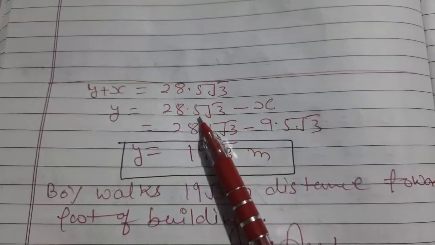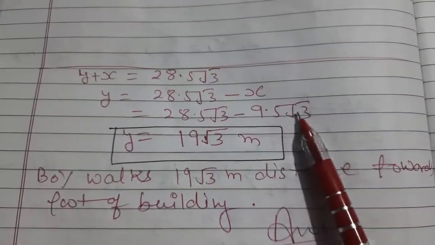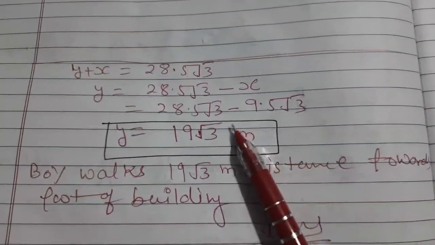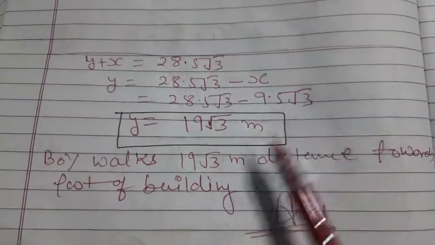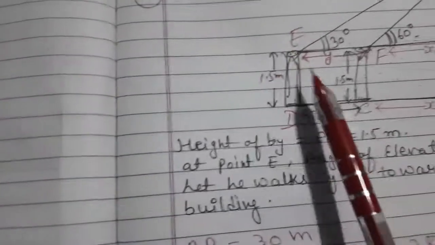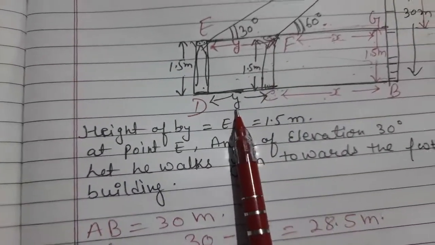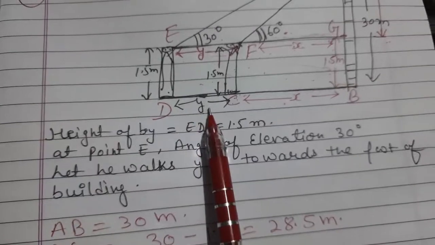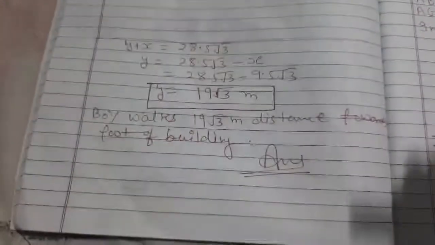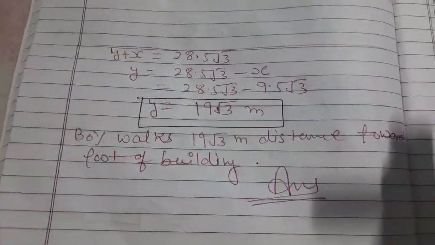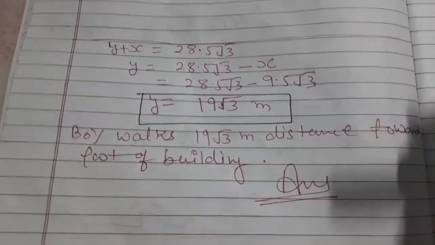So y will be 28.5 root 3 minus x. The value of x we have already calculated, it is 9.5 root 3. After subtracting, we are getting y as 19 root 3 meter. So y is this distance, the distance the boy moved towards the building. So the value of y is 19 root 3 meter. The boy walks 19 root 3 meter distance towards the foot of the building. So that is our answer.